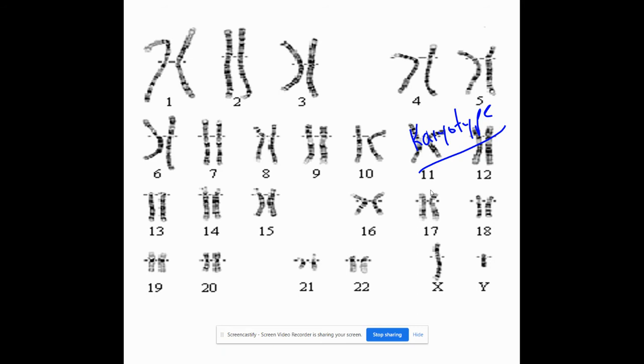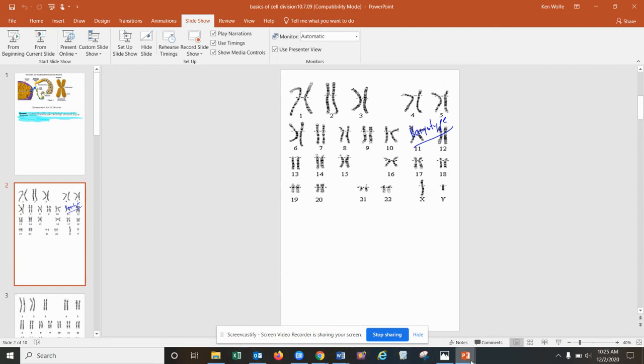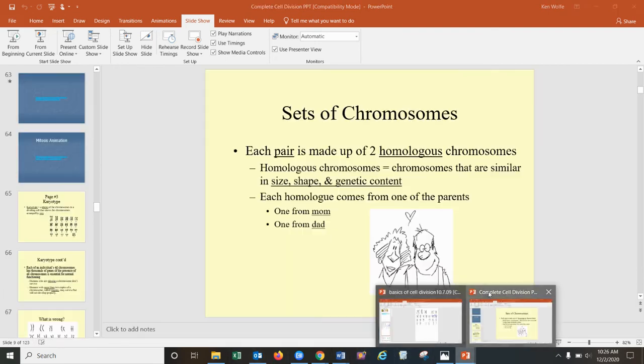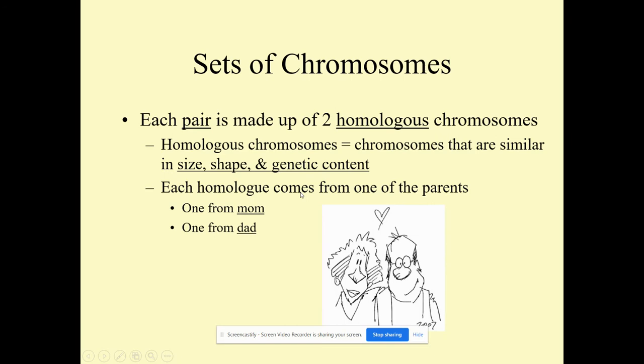They're called homologous because they're the same size, same shape, and they carry the same genetic information. For example, on chromosome 4, if there's a gene for eye color, there's going to be a gene for eye color on both of them. On 5, if there's a gene for the shape of your earlobes, there's going to be a gene on both of those chromosomes. It may not be the same allele, like one could be free hanging earlobes and the other attached earlobes, but they're homologous because they both have that same gene, the same information. So that's what homologous means.